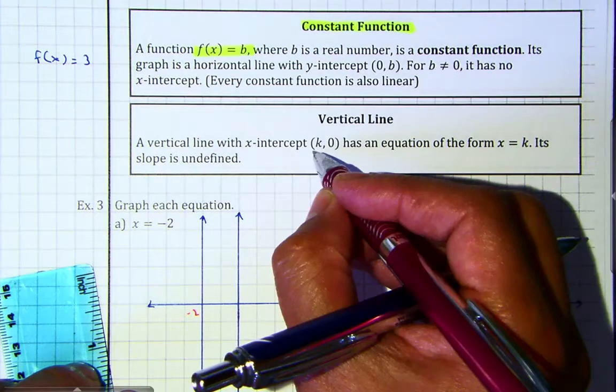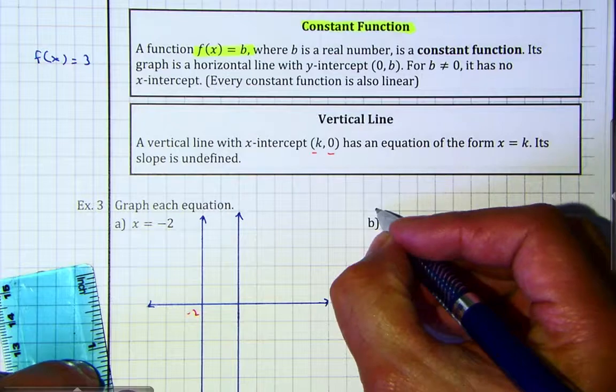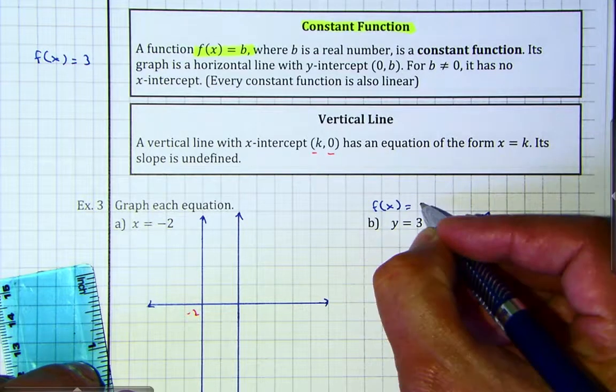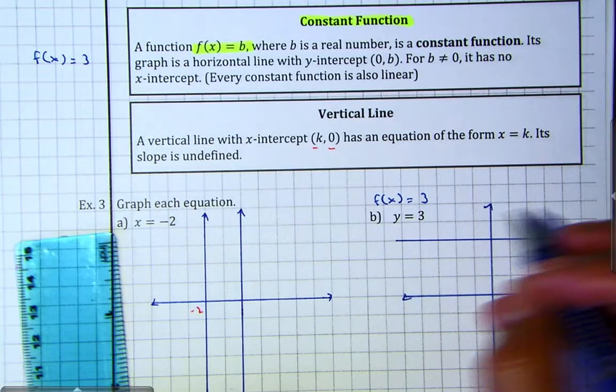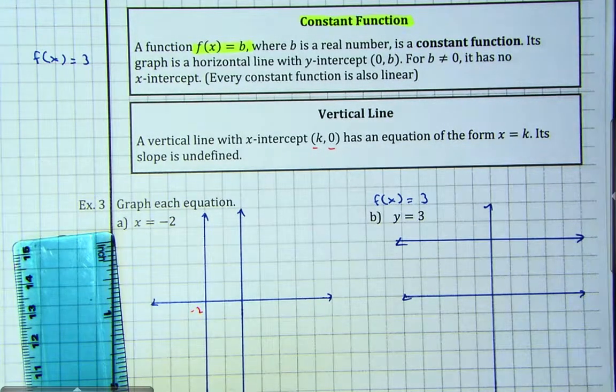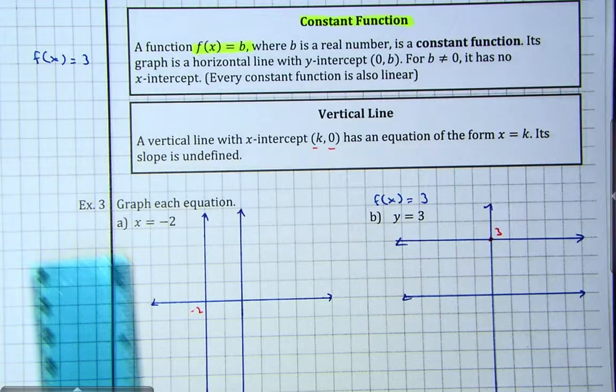So therefore, -2, comma 0, is your x-intercept. And we know that if we have y equal to 3, or it can be written as f of x equal to 3, that is a horizontal line where your y-intercept is 0, comma 3.